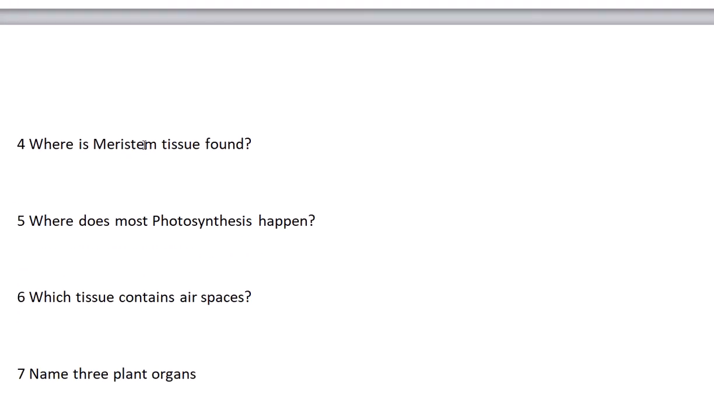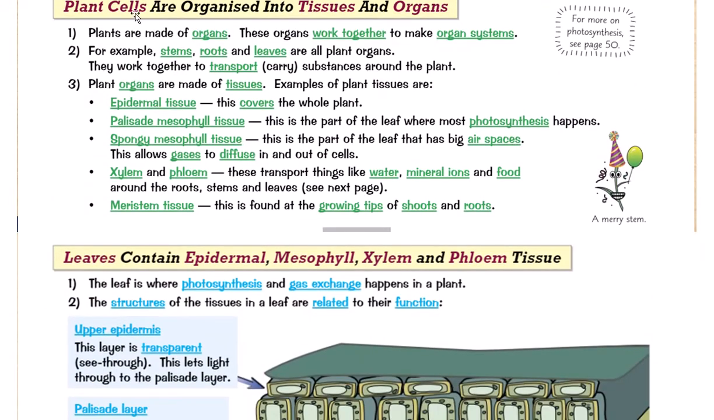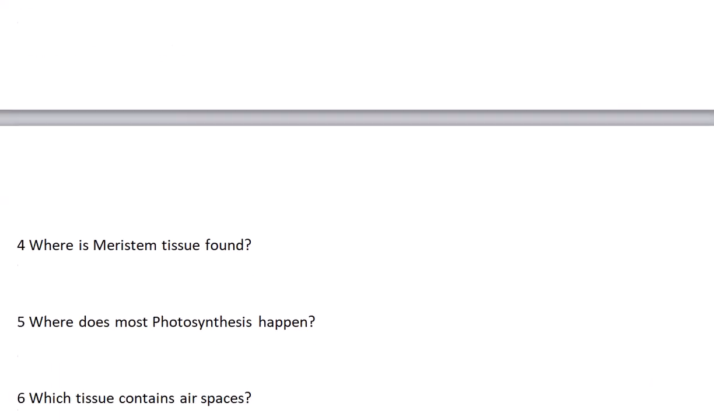Where is meristem tissue found? Okay, and we're in this part here, talking about the different tissues and organs in the plant. There it is, meristem tissue. This is found at the growing tips of shoots and roots. Now meristem tissue is where the plant growth actually takes place, and that's the two main places you'll find it, the tips of shoots and roots. Okay, so that was meristem tissue.